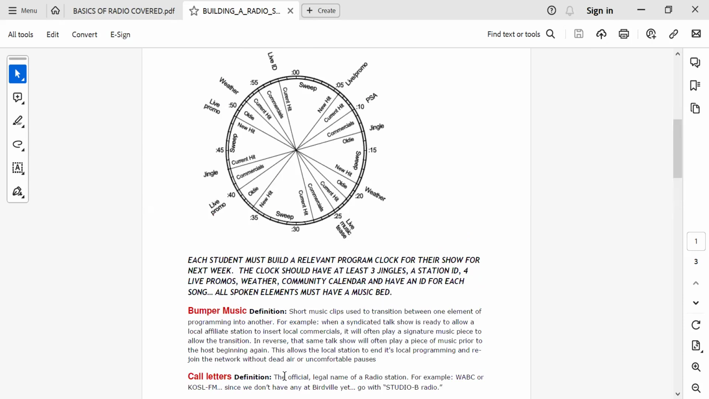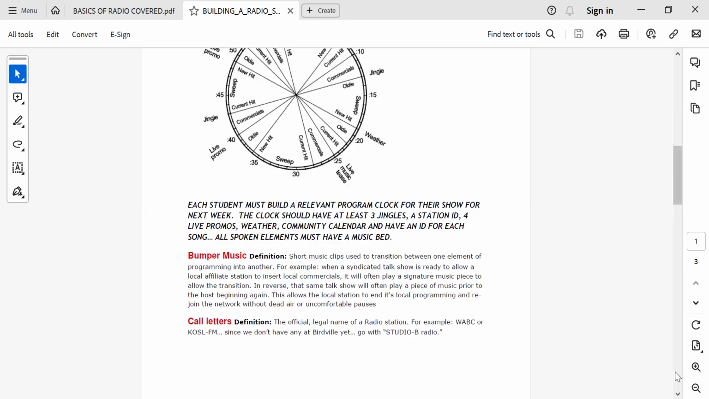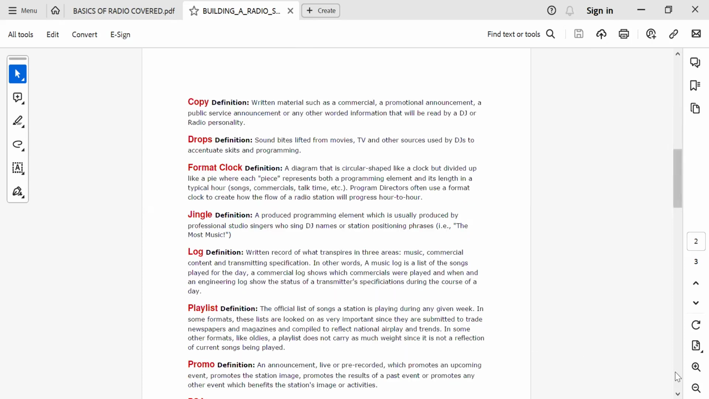The call letters, right? So obviously the official legal name of the radio station, for example, WABC or KOSL FM, since we don't have any in Birdville yet, right? Okay, go with Studio B Radio, whatever it may be, right? So just the name of the station there.